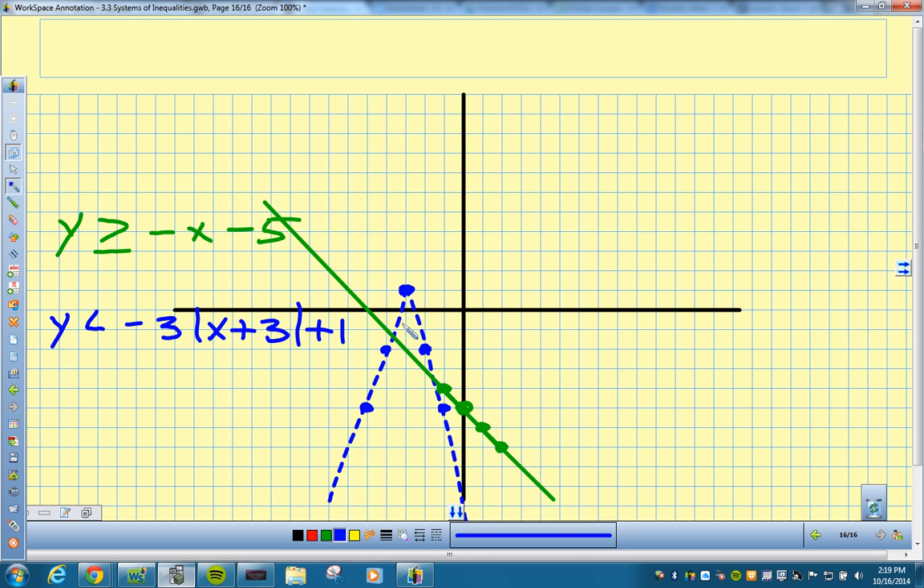So what's the part where the shading overlaps? Just this little thing right here, right? Just shade that. Too much, right? Okay, so we're going to shade this little part right here. And that is it.